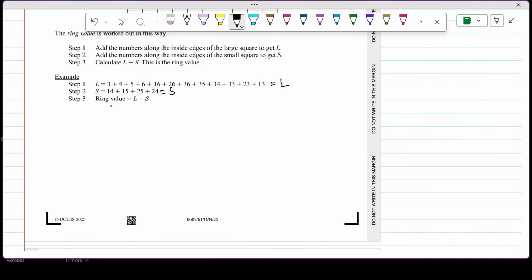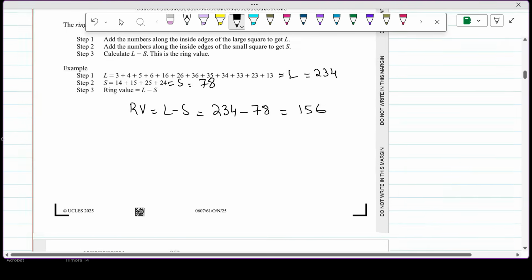This is a concept you should know to find the ring value. When we add these values, L is 234, and S equals 14 plus 15 plus 25 plus 24, which is 78. So the ring value is L minus S, which is 234 minus 78, equal to 156. So in this case the ring value is 156.